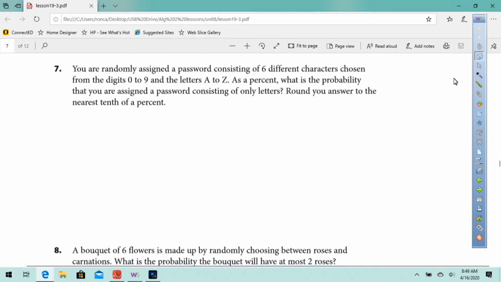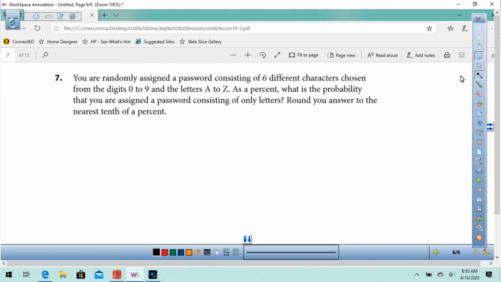Number 7. You are randomly assigned a password consisting of 6 different characters chosen from the digits 0 through 9 and the letters A to Z. What is the probability, as a percent, that you are assigned a password consisting of only letters? Round your answer to the nearest tenth of a percent. All right.